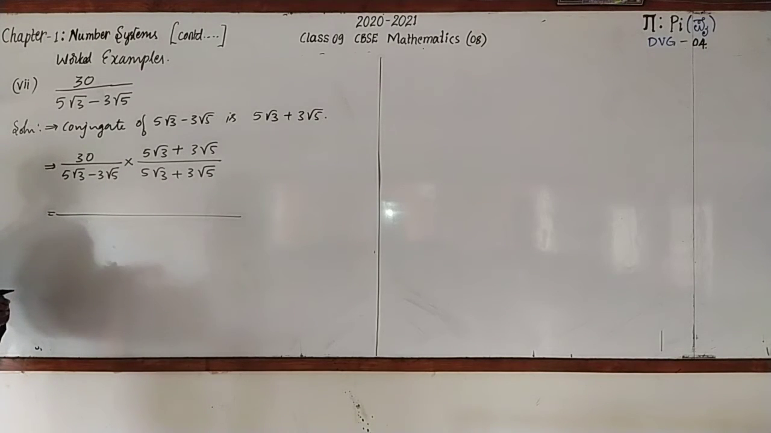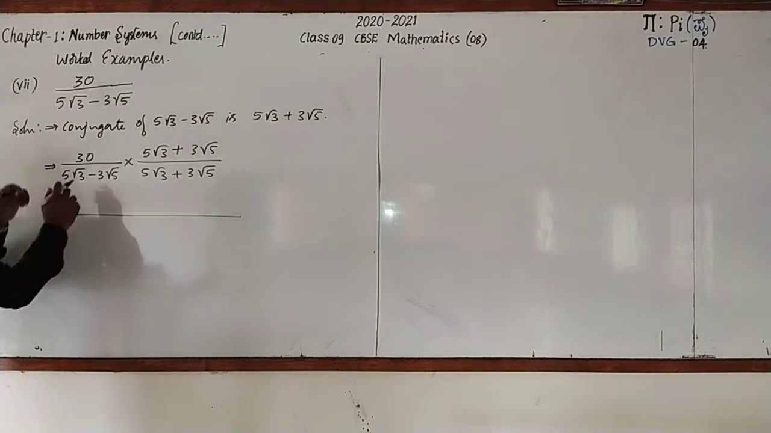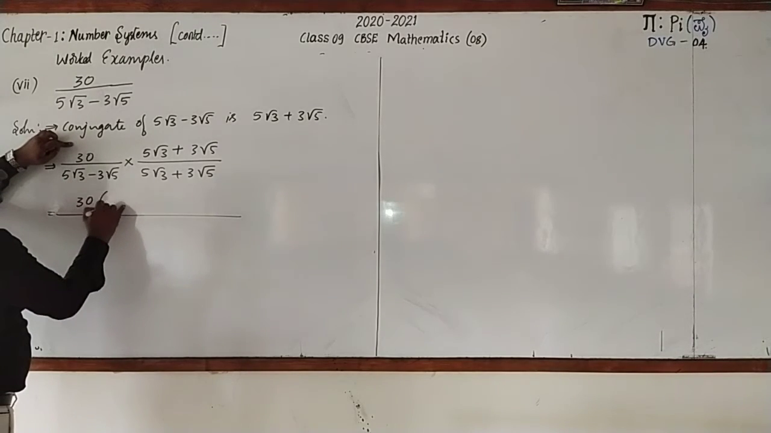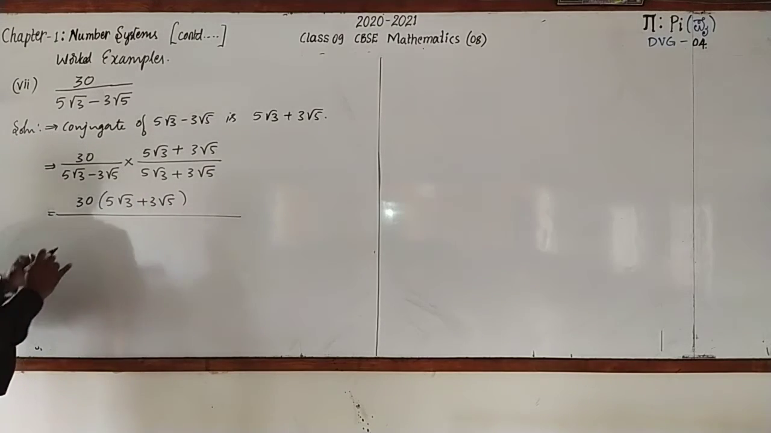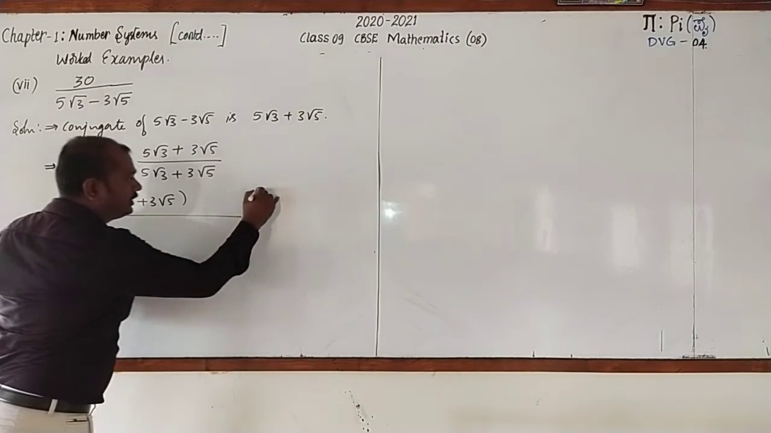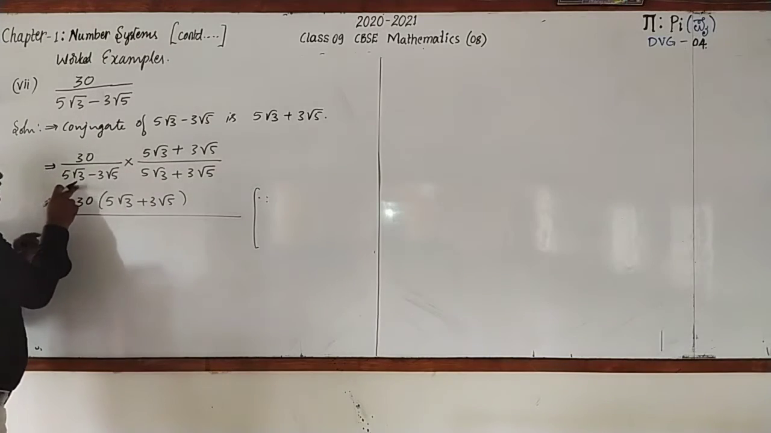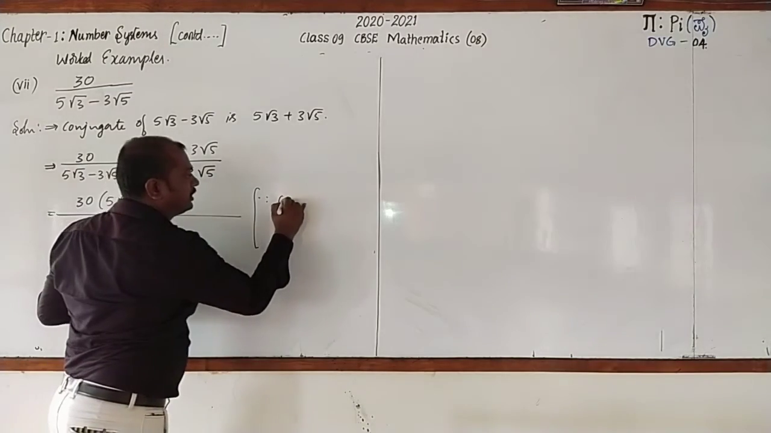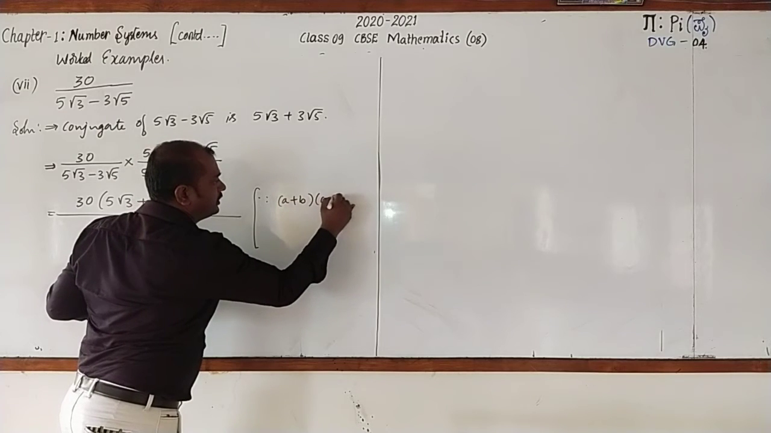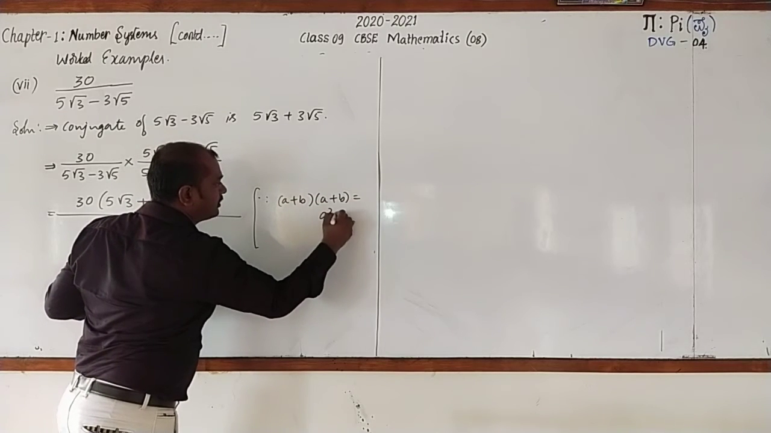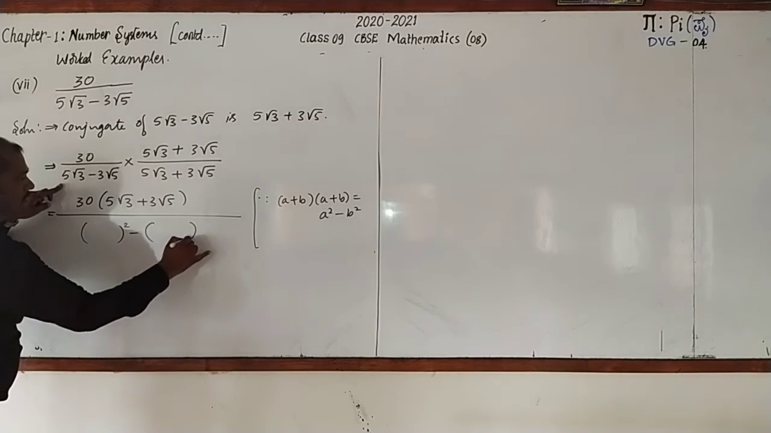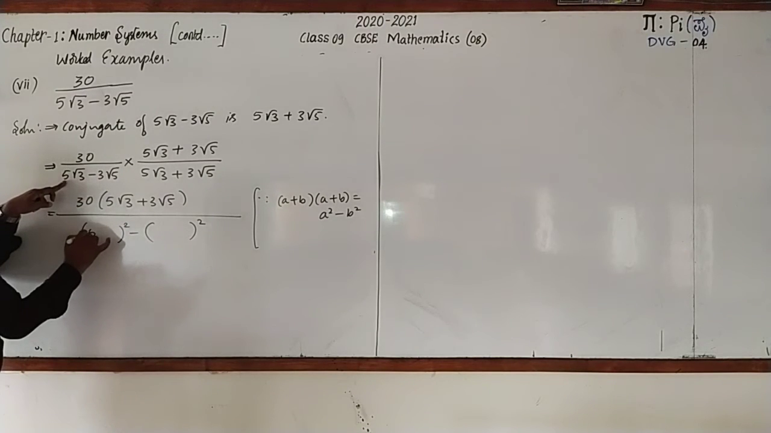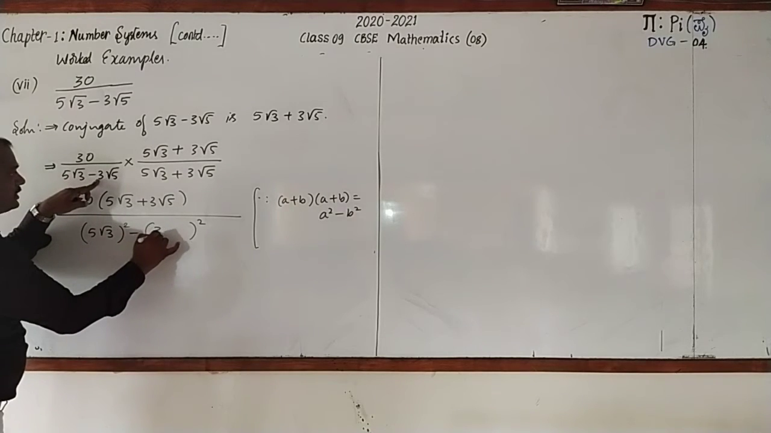Are they in any particular form? No. You can just write 30 into (5 into root 3 plus 3 into root 5) as it is. What about the denominator term? Denominator, obviously it is of the form (a minus b) into (a plus b), which can be written as a square minus b square. Here I will write a square minus b square, where a is 5 into root 3, b is 3 into root 5.